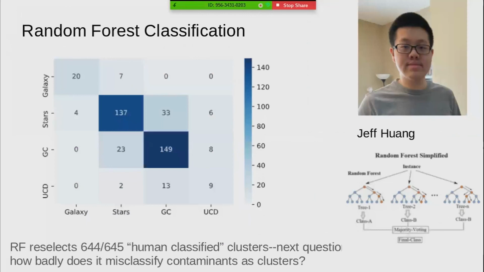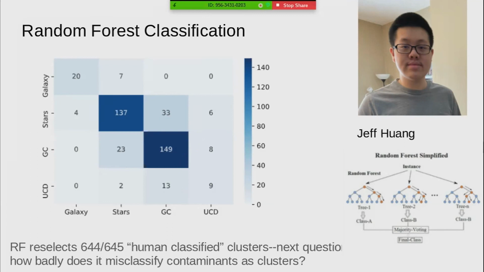Jeff has done a random forest classification. Again, they've both done 2 and 4 class models. So this one is trying to compare galaxies, stars, globular clusters, and UCDs. You can see that we unfortunately don't do a great job telling globular clusters and UCDs apart from each other. But again, when he tested this random forest algorithm on the ACS VCS human classified clusters, it did a really, really good job of reselecting them properly.